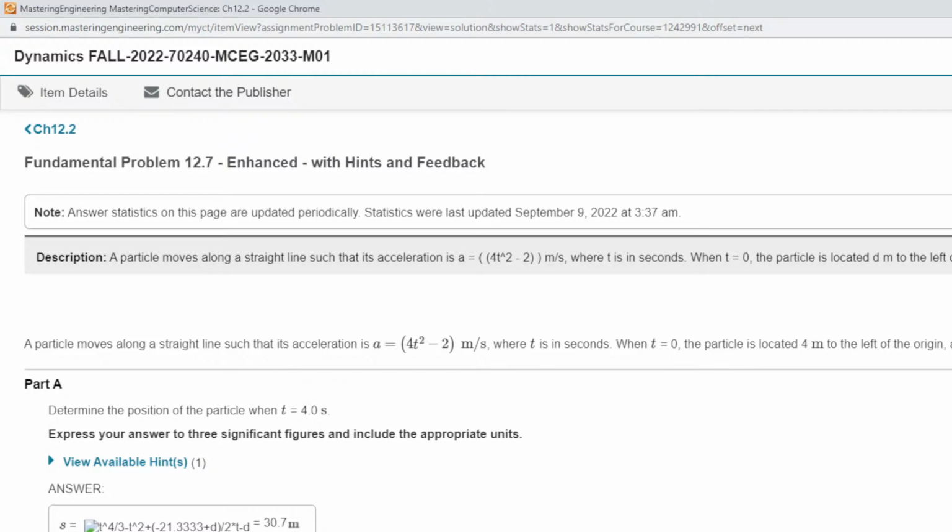Okay, I don't know where my mouse is. Okay, hint 1. Oh, it's in the blue. It says, you're given a particle's acceleration function. Recall that instantaneous acceleration is defined as the second derivative of position. Well, it is, but I did it twice. I did an integration, and then I did an integration.